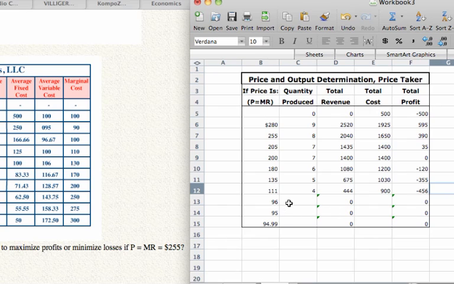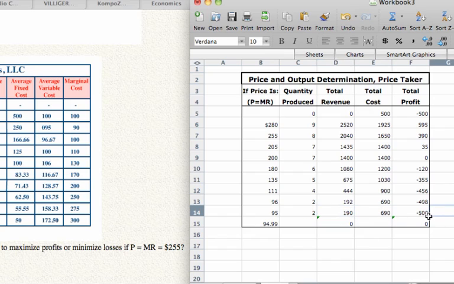They're getting close. At a price of $96, they wouldn't produce 3 units, they'd only produce 2 units here. So 2 units, total revenue. Their total cost when they produce 2 units is $690, and their total loss is $498. If the price is $95, still 2 units they would produce.